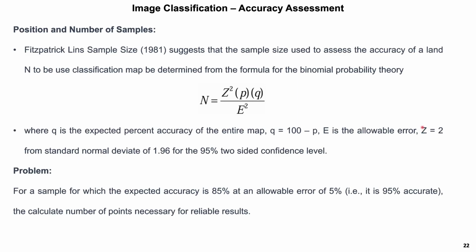The expected accuracy in the problem is 85%, but the standard normal deviate is for 95%, right? Yes, that is 95%. So then the Z value in the problem will be less than 2. Actually, it is approximated to 2 here, but the actual value is 1.96.